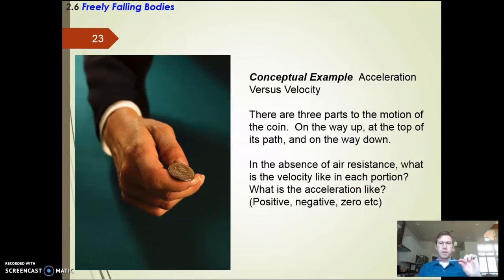Ready? So on the way up, what we have is positive velocity that's slowing down and a negative acceleration. It's accelerating down due to gravity. At the very peak, its velocity is 0, but its acceleration is still down as a result of gravity. And then on the way down, it has a negative velocity as it's moving down, and guess what? Its acceleration is still down towards the center of the Earth as a result of gravity.